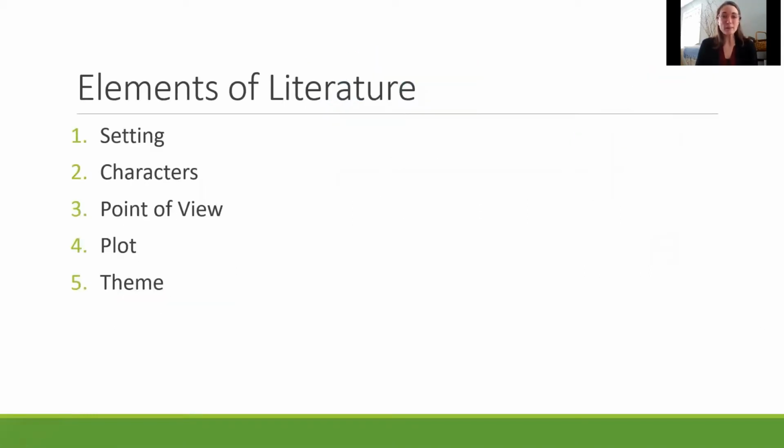So today we're going to talk about 5 elements of literature: setting, characters, point of view, plot, and theme. Now, literature is any story. It could be a story that is fictional, meaning it didn't really happen, it was made up, or it could be a nonfiction story, but it's told in a way that's meant to captivate and entertain you. So these are different elements that we'll see across all types of literature, and you'll be able to identify not only in the story we'll look at today, but in other places as well.